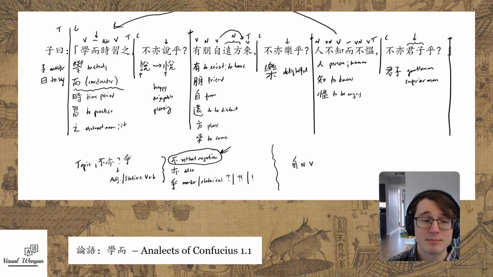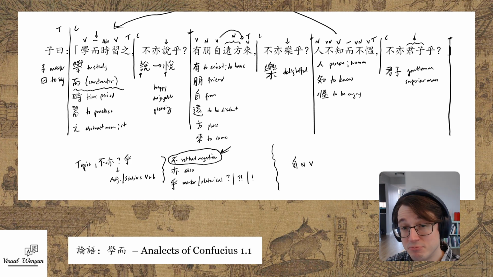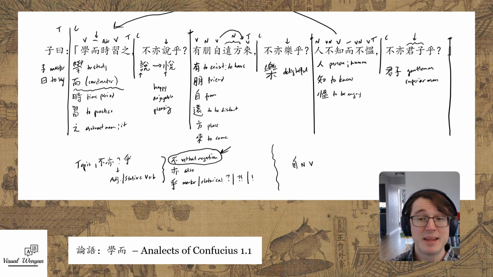Is that not pleasing? To have a friend come from a far place. Is that not delightful? A person does not know something and then is not angry. Is that not gentlemanly? Okay, so that's our first one. We've read Analects 1.1. In the next video, we're going to be looking at Analects 1.2, the second line in the first section of the Analects.